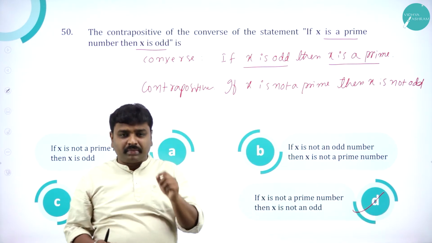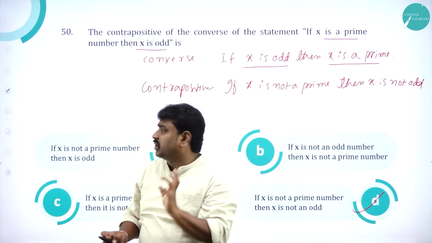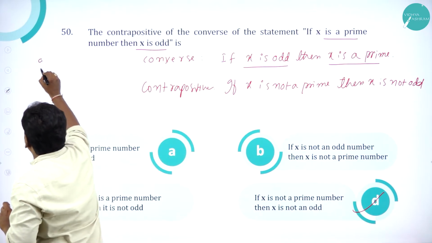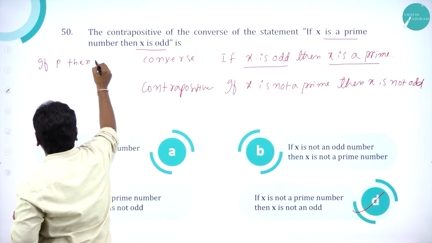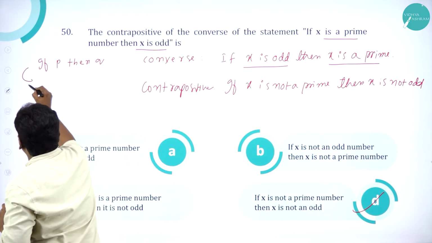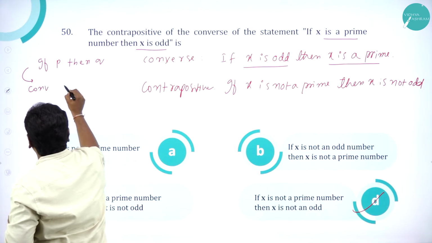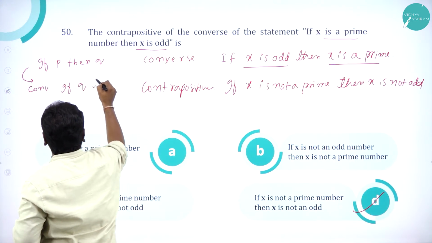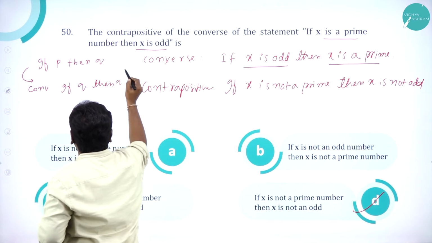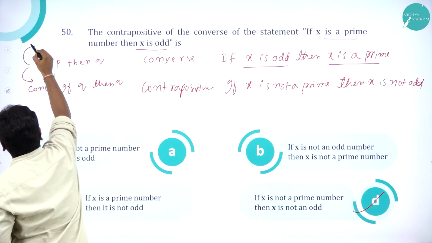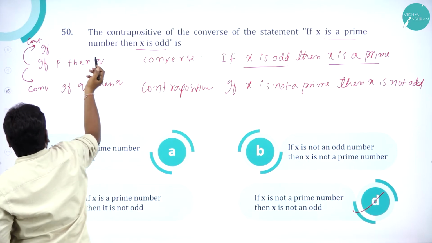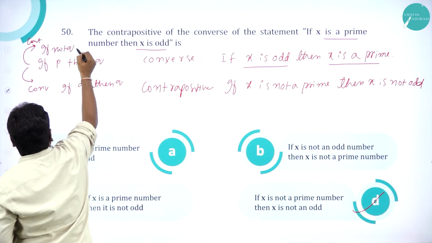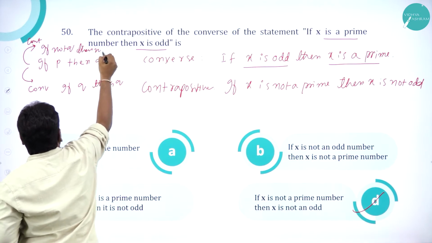My dear student, in mathematical reasoning, if you know the logic, you can write. First let me tell you, we have converse and contrapositive. If P then Q, if they give, the converse is the reverse of it. What is converse? If Q then P. And if they want the contrapositive, contrapositive means reverse and negate: if not Q then not P.